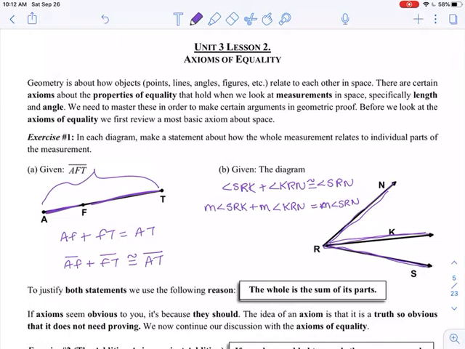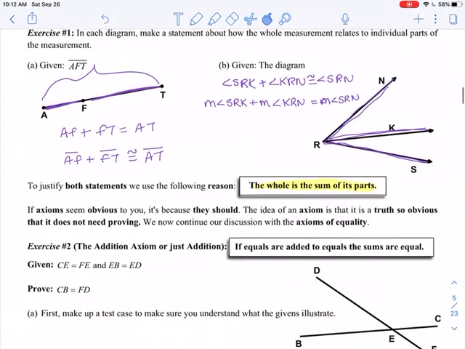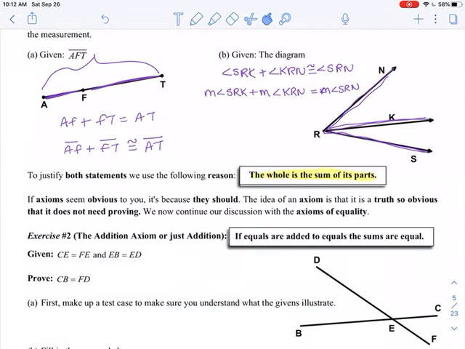All right, so basically, how am I justifying both of these statements that I wrote up above? And that is with this: the whole is equal to the sum of its parts. So if I add the two parts together, that will equal the whole thing. So that's one of the axioms. If axioms seem obvious to you, it's because they should. It's sort of like, well, of course, that makes perfect sense. The idea of an axiom is that its truth is so obvious it does not need proving.